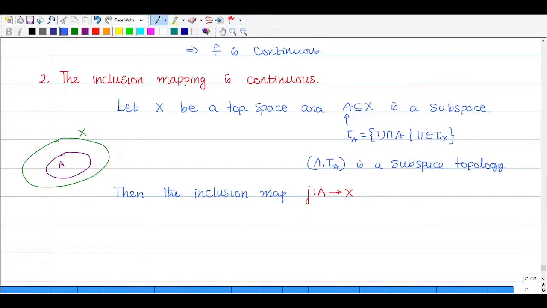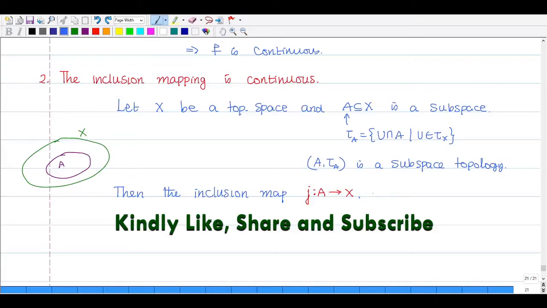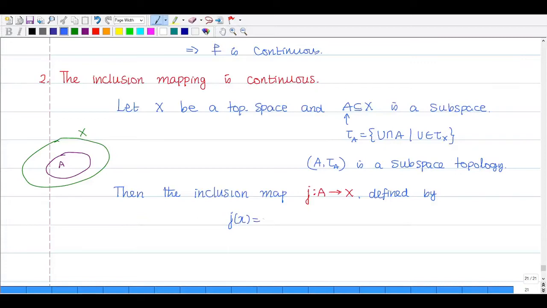ஓகே, இது ஐடென்டிட்டின்னு சொல்ல முடியாதுல்ல, ஏன்னா டொமைன் வேற, கோடொமைன் வேற, அதனால ஐடென்டிட்டின்னு சொல்ல முடியாது. But it is called the inclusion map. Okay, defined by, எப்படி டிஃபைன் பண்றேன் அப்படின்னா, that is J of x which is equal to x for all x belongs to A. A ல இருக்கிற எல்லா பாயிண்ட்டும் அப்படியே இருக்கும்.